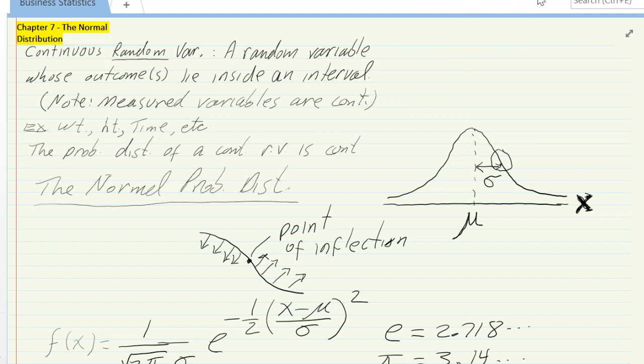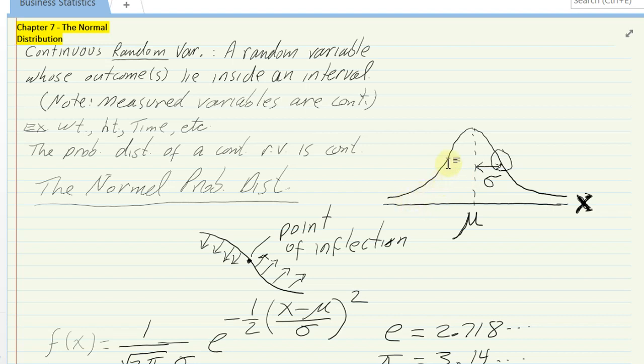Now, the probability distribution of a continuous random variable will also be continuous, and that is what we're looking at in this chapter. We're going to look at one of the most well-known continuous probability distributions, namely the normal distribution. Now the normal curve is actually a symmetric bell-shaped curve, as you can see here on my drawing. This is what we call a normal curve. Now, if we were able to find the area under this curve, then we would find out that the area is 1, which makes this a valid probability distribution.